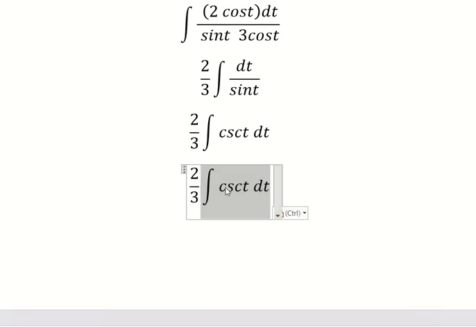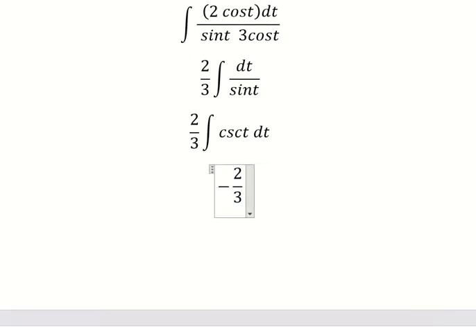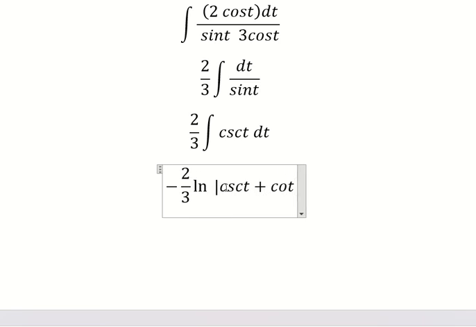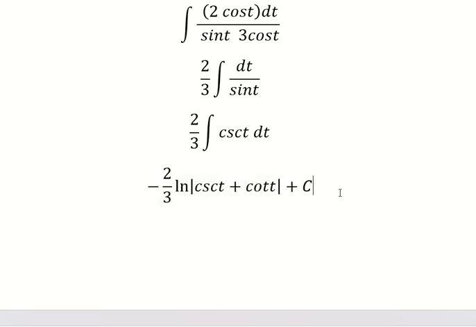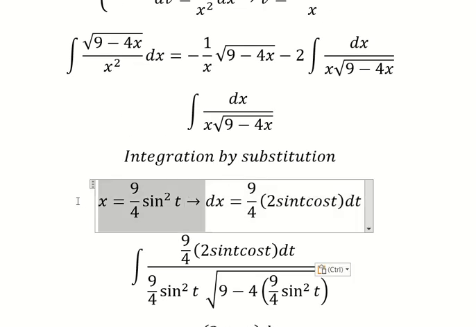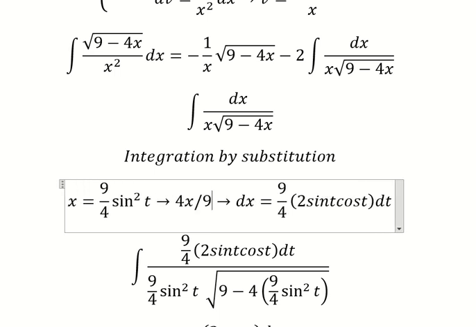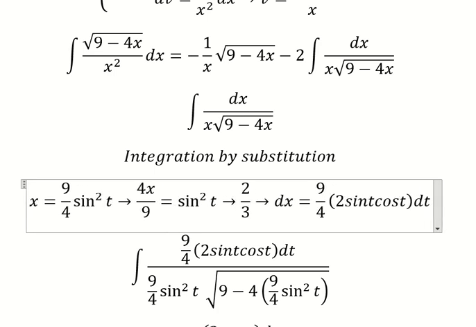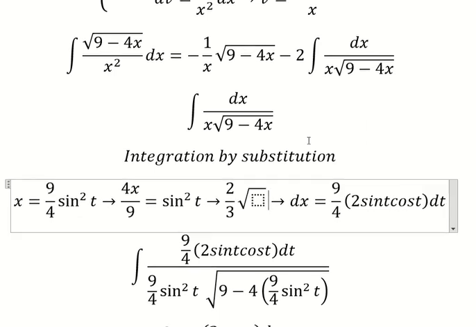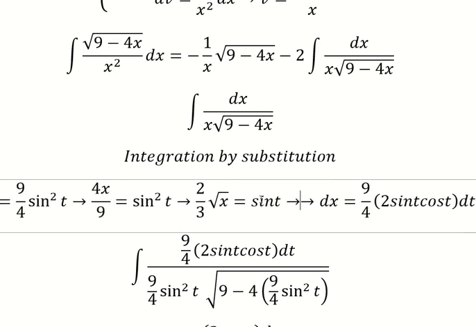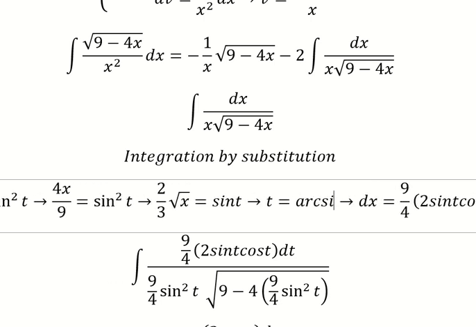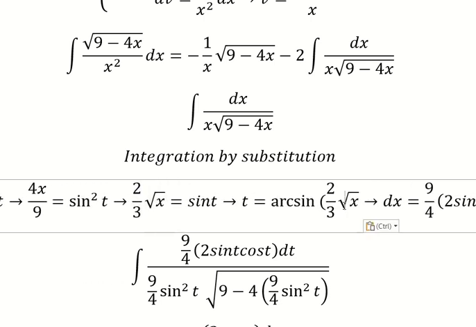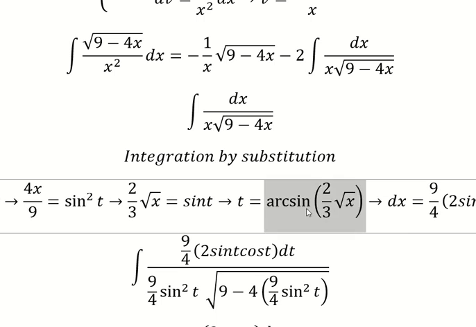The integration of this one, we have like this. About t, that is this one. So we divide both sides by 9 over 4. So we put the square root for both sides. So we have 2 over 3 with the square root of s. And we have t equals arccosine of this one. So I will put this one to change for t.